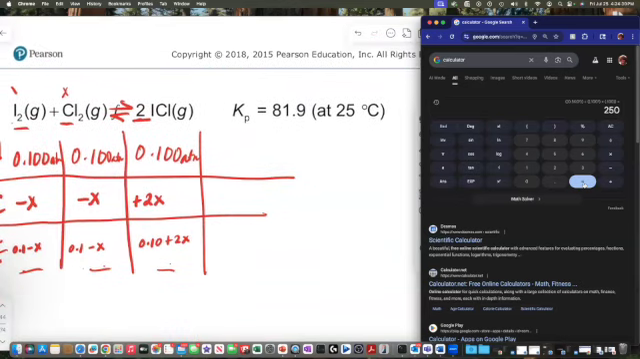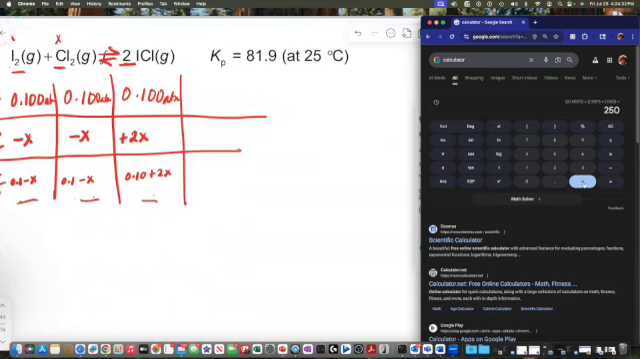Okay. So once we have this, then we're going to find the equilibrium expression. Kp is equal to the pressure of ICl squared divided by the pressure of I times the pressure of Cl. No, plus, sorry. I was focused on something and then I forgot to say. This is supposed to be times.